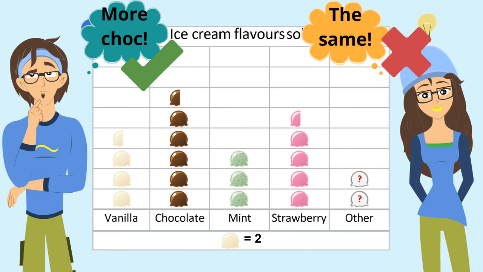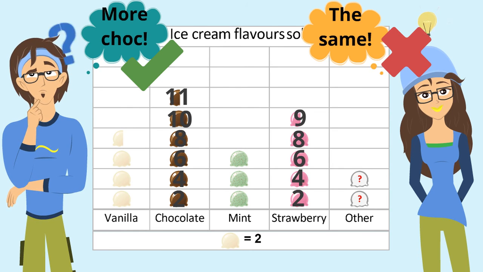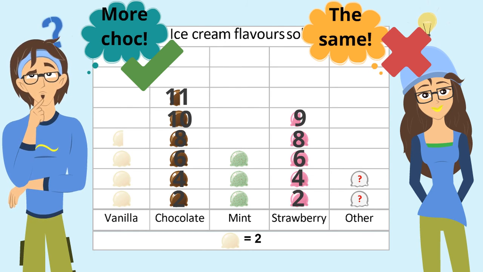Well, this time around, Jason is absolutely correct. Chocolate had 2, 4, 6, 8, 10, and a half is 11. And strawberry only had 2, 4, 6, 8, and a half is 9. So Jason is correct this time around.